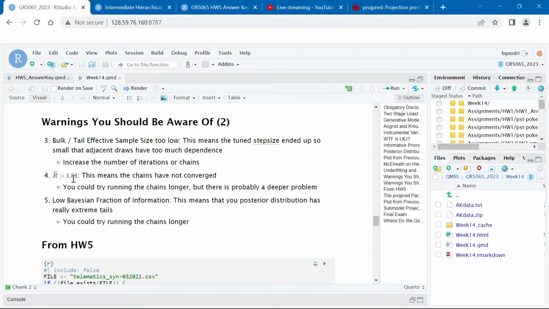But if you can't get rid of that warning, then I would be really skeptical about anything like the mean or the variance or whatever that is sensitive to the tails. You want to be focusing more of your posterior inference on the median and the quantiles. That would be less affected by that.